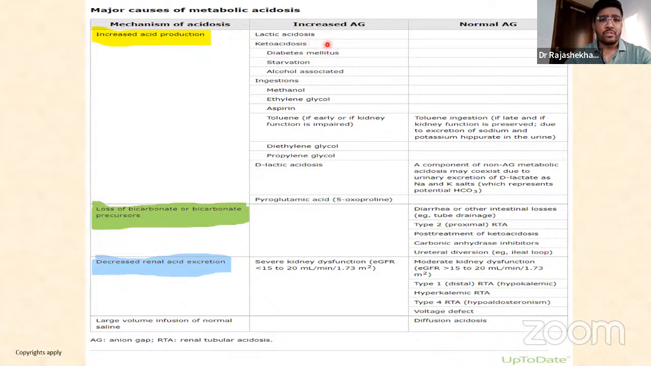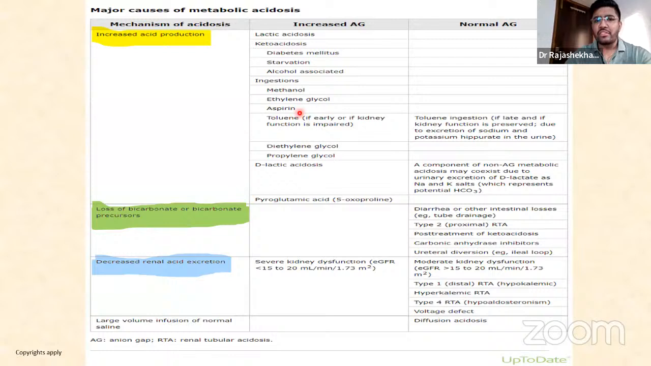Same with ketoacidosis, there is a lot of production of ketones, especially in case of uncontrolled diabetes mellitus or starvation. Their bodies do not have enough fuel for survival, and switch to anaerobic metabolism, again causing lactic acidosis and also ketones. And same with alcohol. So ketoacidosis can be seen in case of uncontrolled diabetes, starvation, and alcohol associated conditions.